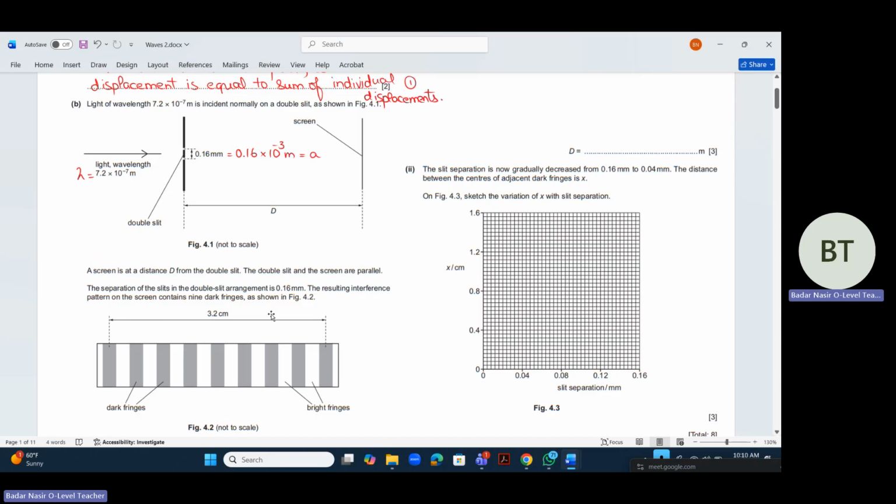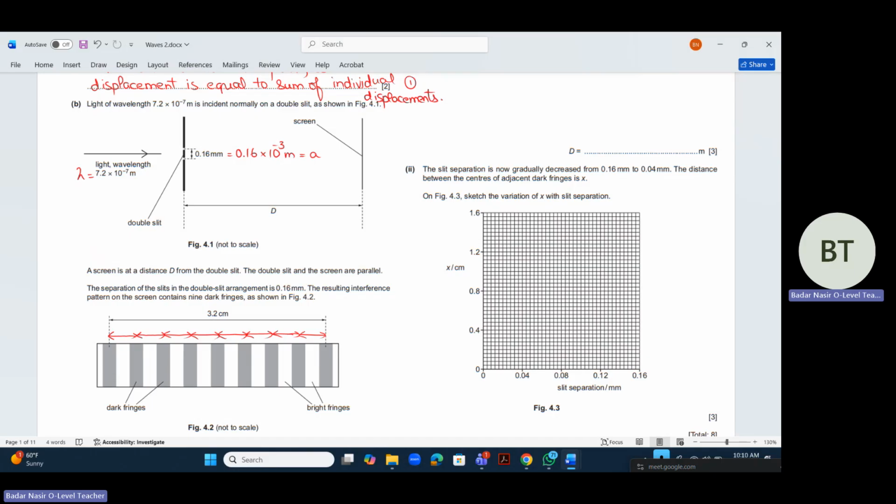So what was X? X is the fringe separation. Now there are 9 fringes. So if these are the dark fringes, this is one X, then this is another X, another X. So X is actually the distance between 2 consecutive dark fringes or 2 consecutive bright fringes. Okay, so how many X do we have? 1, 2, 3, 4, 5, 6, 7, 8.